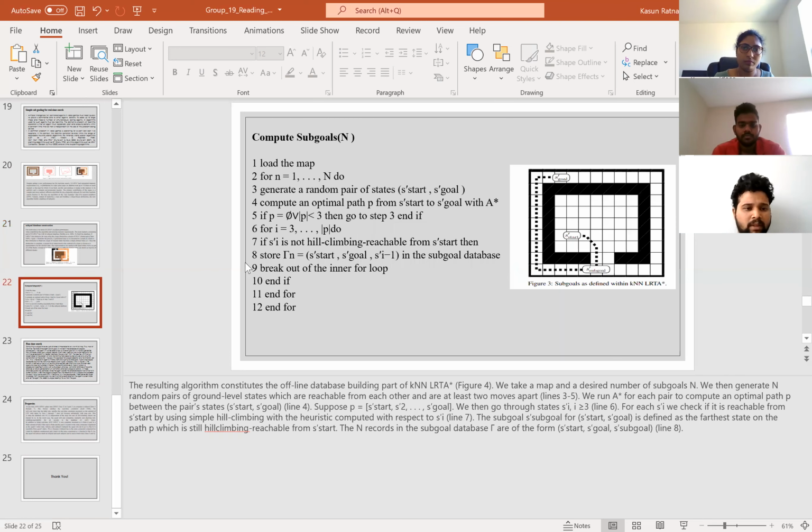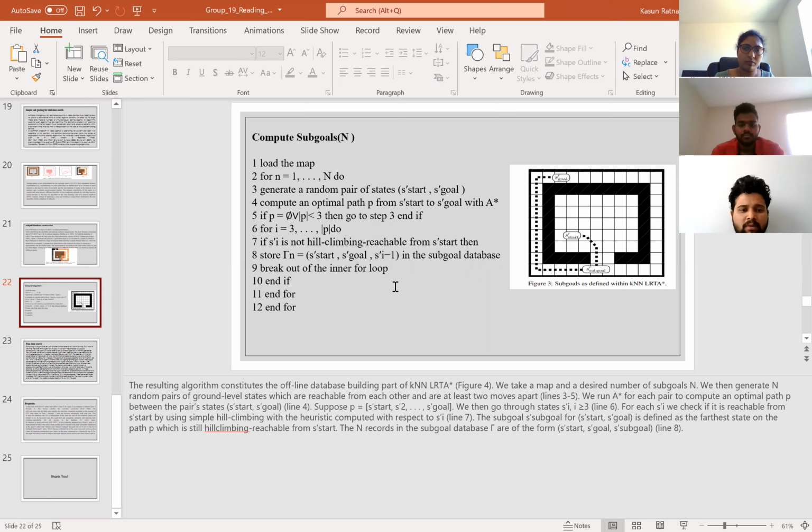Yeah, and coming to the compute sub goals, here is figure 3. Sub goals are defined with K and N, LRTS star. First thing is we need to load the map, for n equal to 1 up to N do, and then generate a random pair of states S start and S goal. Compute an optimal path P from S start to S goal with A star.